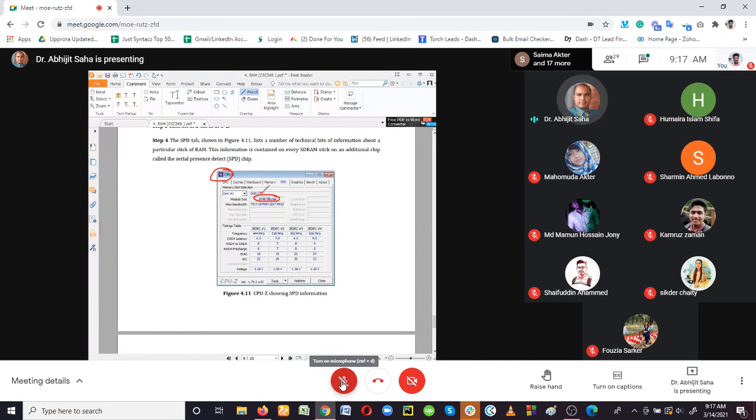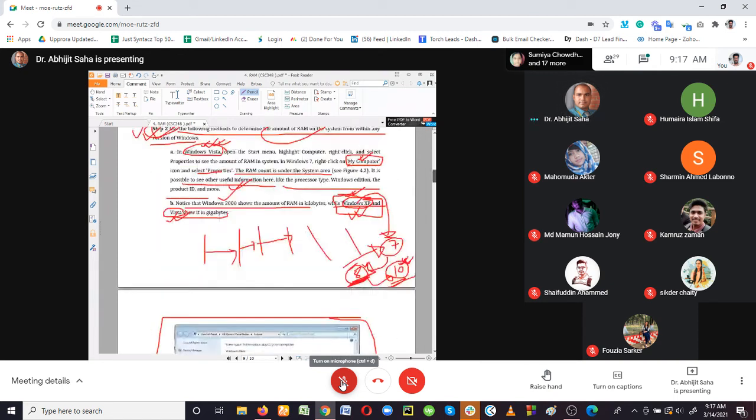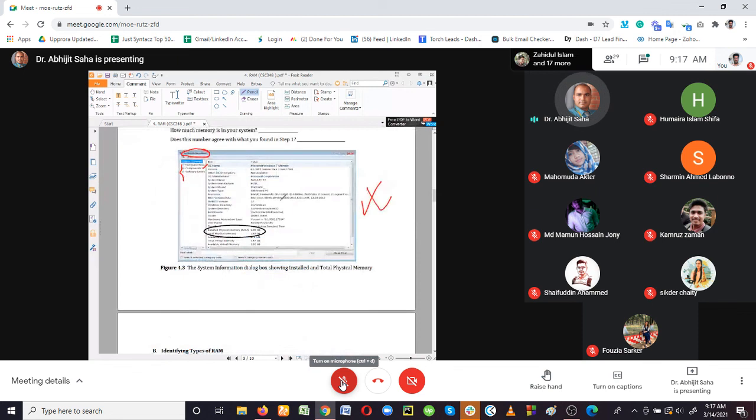You can see that it is DDR3 and the module size is 2048 megabytes. This is for the same PC that we saw in the last figure. So this is another way: by using CPU-Z or any similar tools, we can know how much RAM we have.